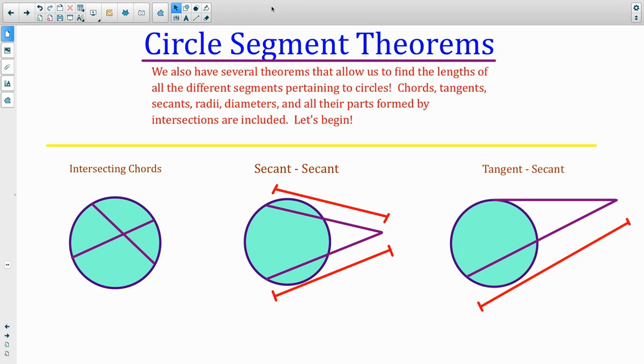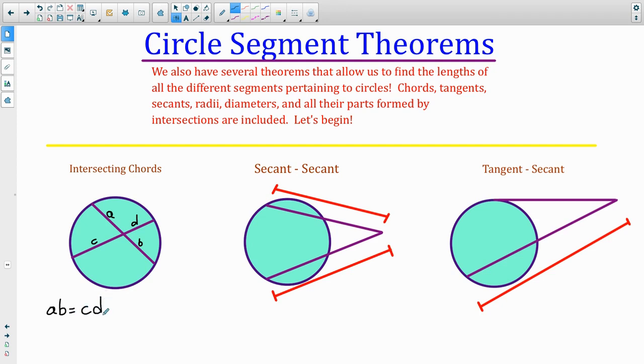In the last class, we talked about circle segment theorems pertaining to intersecting chords. And we referred to the four parts that were created by the intersecting chords as our A and our B and our C and our D. I'm using lowercase letters because these represent segments. And we learned quite simply that A times B will always be equal to C times D.